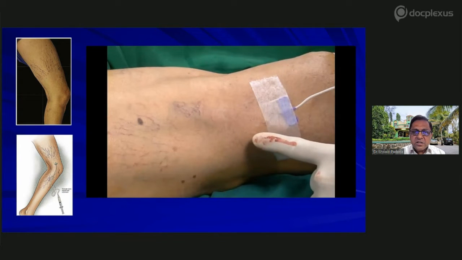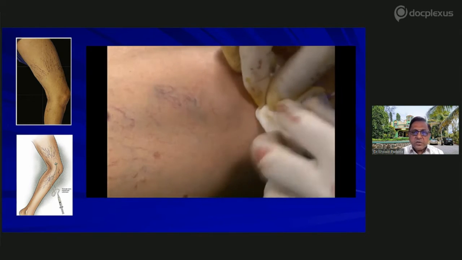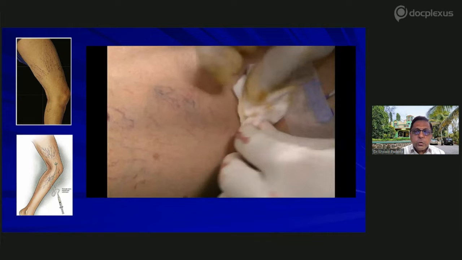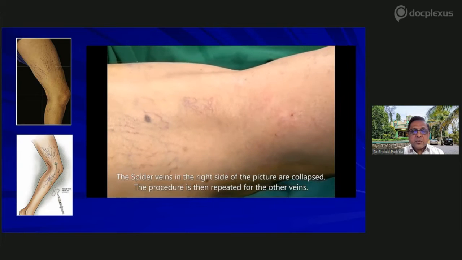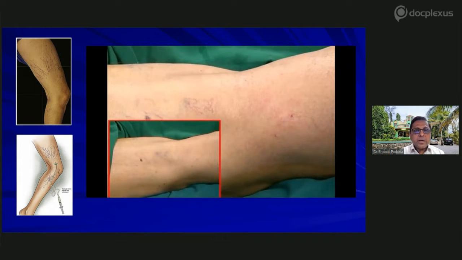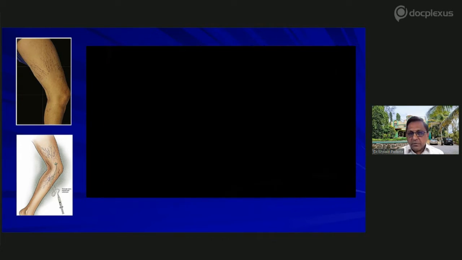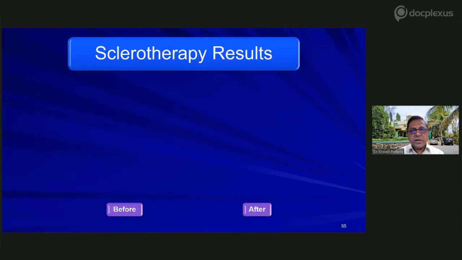As soon as you inject it, you will see that the color of the vein changes. The blue veins immediately become white. Then once a little bit is injected, you take a little gauze piece and you squeeze that solution into all the veins. And you will see that the color of the veins changes because the veins go into spasm and close immediately. The procedure is then repeated one by one in different areas. And within a matter of a few minutes, you'll have treated all the veins.